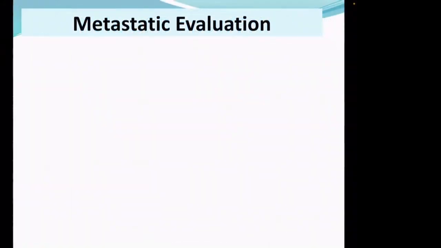Now, for any malignancy or cancer, we have to evaluate for metastasis. I've already told you, cancer is dangerous because it not only damages the organ of origin, but also goes to other organs and damages those vital organs as well. That's why you need to know these metastatic evaluations. Okay, so how to do that?